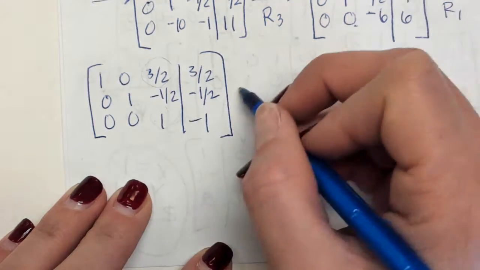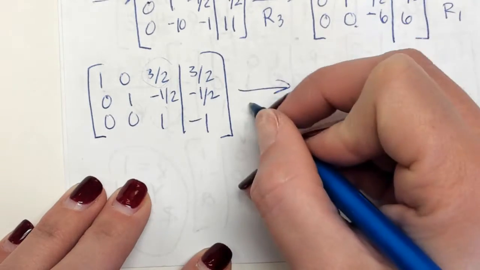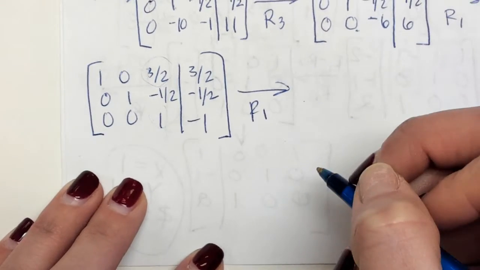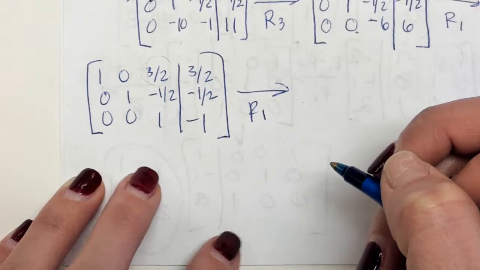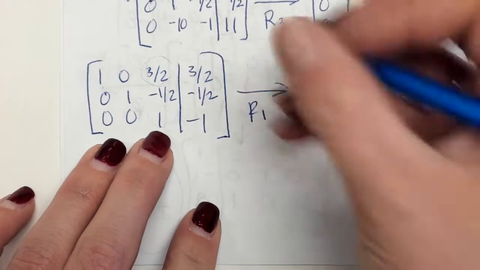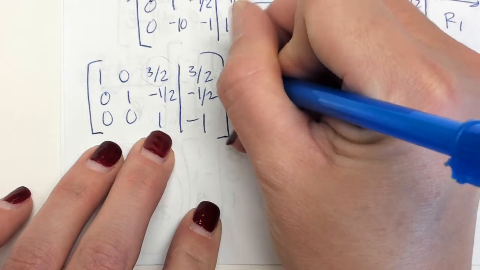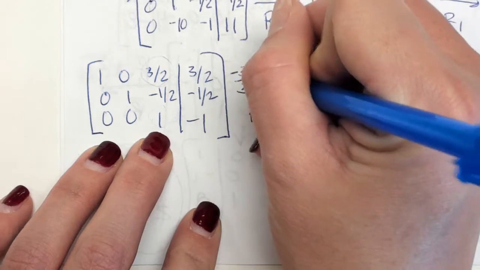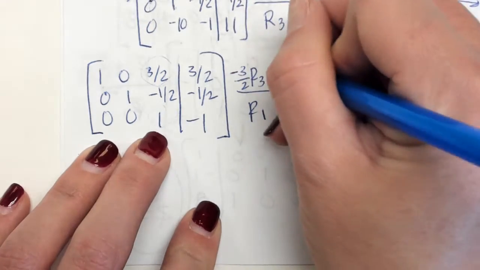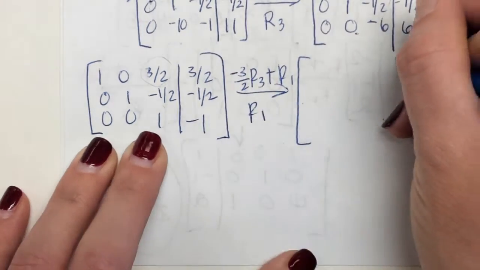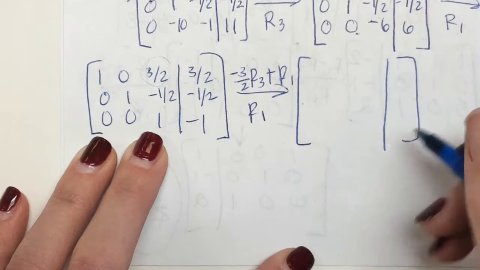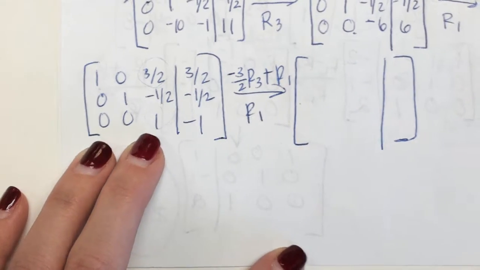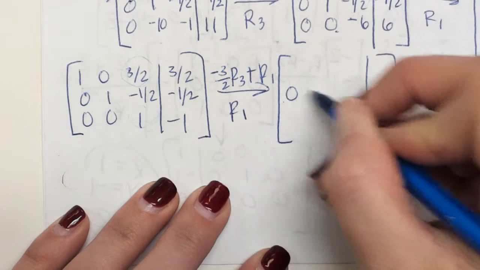So we're going to use this row. So we're changing row 1 by multiplying what? Row 3 by what? Very good. Row 3 by negative 3 over 2 and adding it to row 1. So you can leave row 2 and 3 the same.